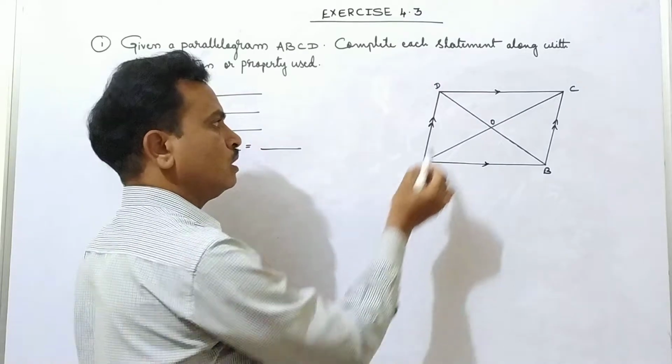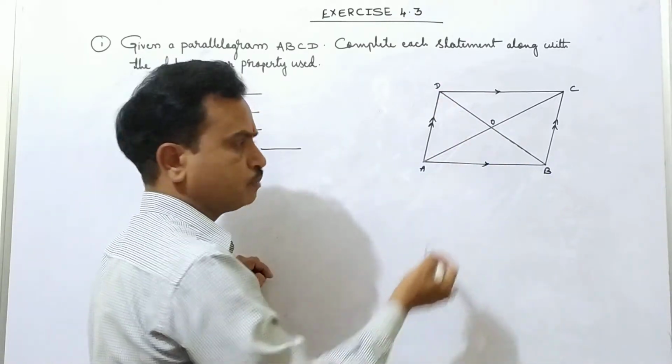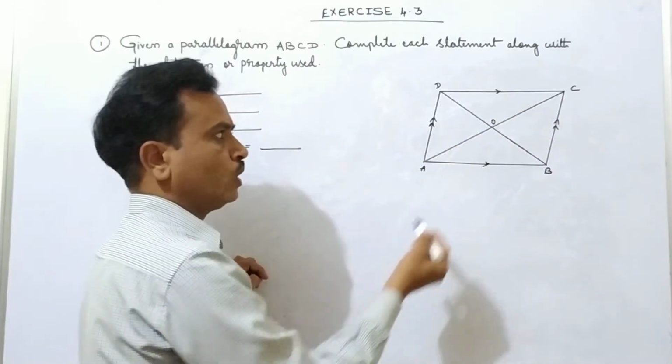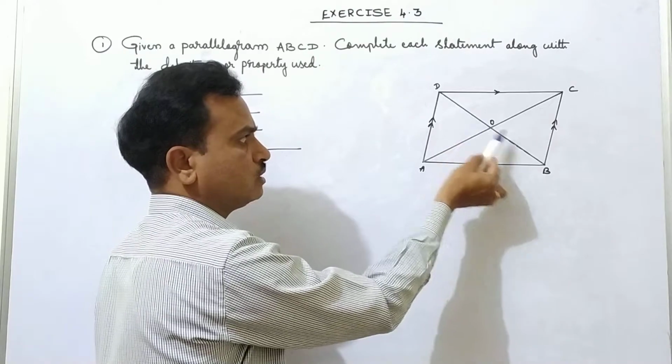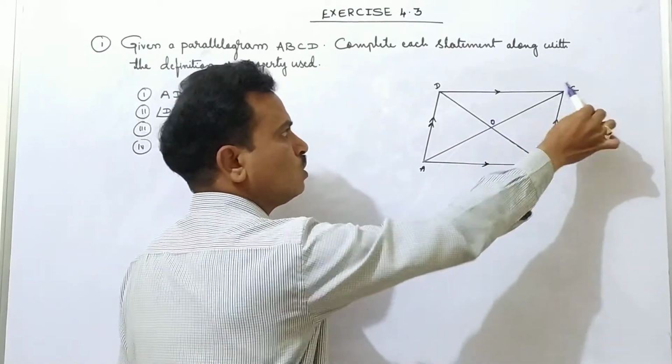Okay. Now, here diagonals bisect each other. Next point, diagonals bisect each other. So here OD is equal to OB, then OA is equal to OC.